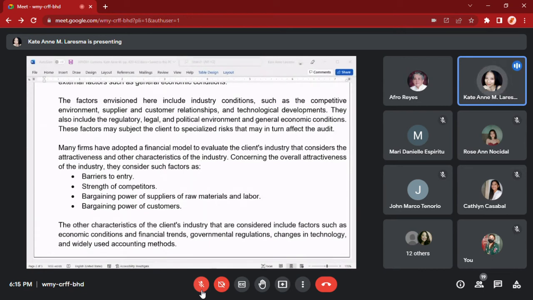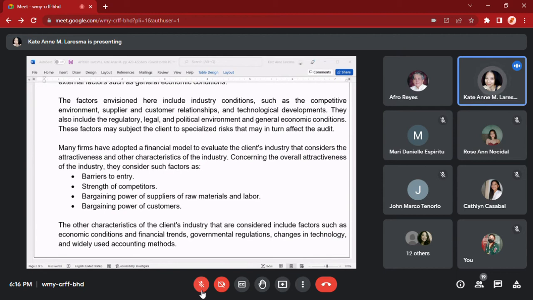First to that is gaano po ba kadali o kahirap pumasok sa industriya ni client. Yan. Then second is strength of competitors. Kamusta po kaya ang competition sa industry ni client? Ano ang degree? Mataas ba o hindi?